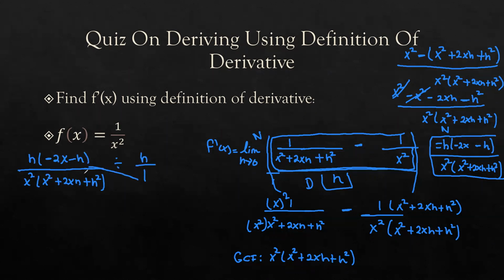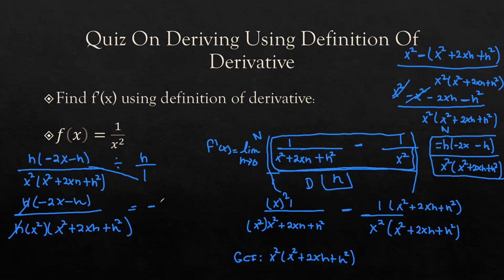So I'm going to cross multiply. This is going to be h, and over here, if you cross multiply, it's going to be h. And then the h's cancel. So you're left with negative 2x minus h over x squared times x squared plus 2xh plus h squared.